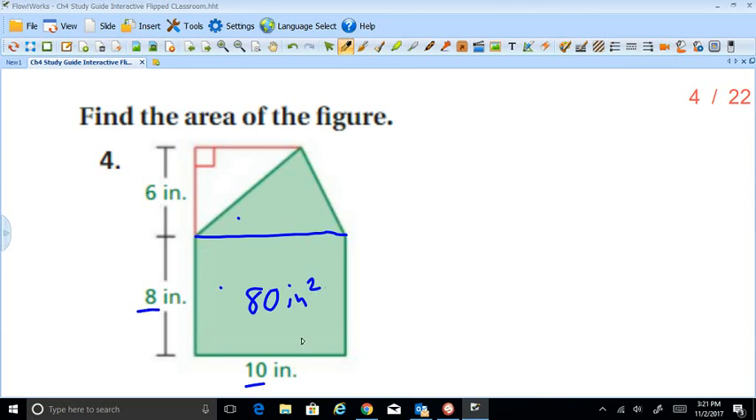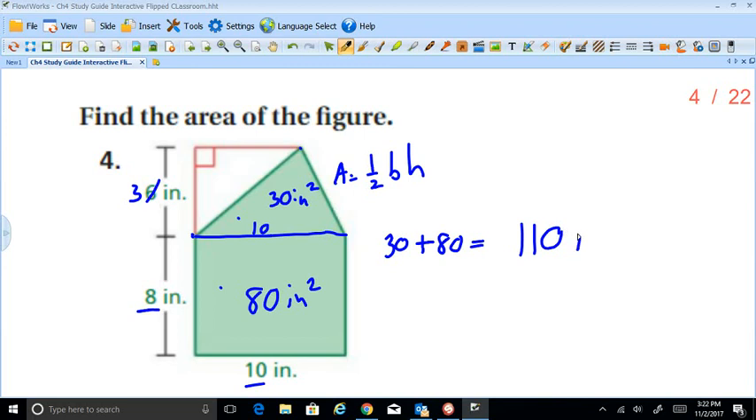The triangular piece, I know if the bottom rectangle is 10, that means this blue line I drew has to also equal 10 inches. And the height they're showing me from this blue line to the very tippy top of the triangle is 6 inches. So the formula to find the area of a triangle is 1/2 times base times height. So half of 6 is 3, and 3 times 10 is 30. So the triangular portion is 30 square inches. The whole figure is simply 30 square inches plus 80 square inches, which leaves us with 110 square inches as our total final answer. That is the area of the whole shaded figure.